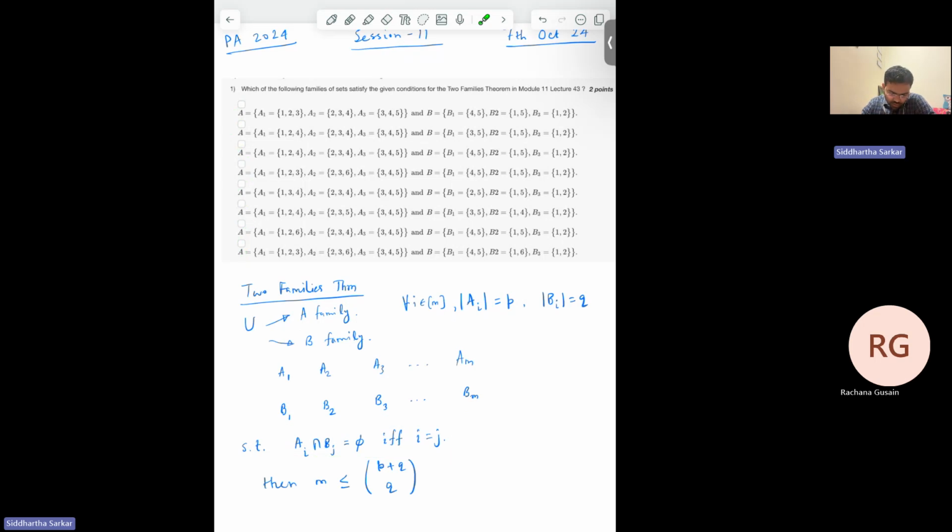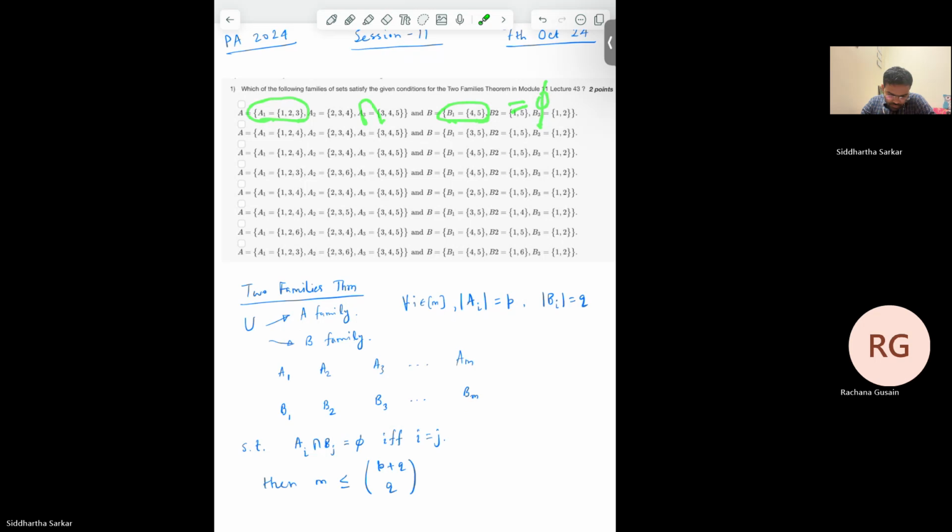So let's do it for some of them, starting with the first one. Here in the A family, there are 3 sets, so in the B family also there are 3 sets. Let us check whether A1 intersection B1 is empty. As you can see, A1 is 1, 2, 3 and B1 is 4, 5. There is no intersection, so A1 intersection B1 is empty.